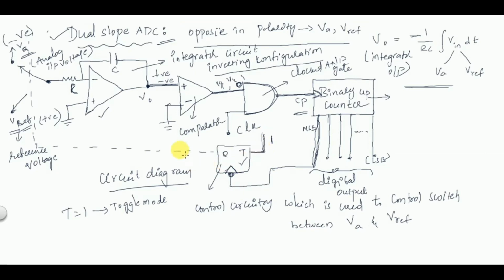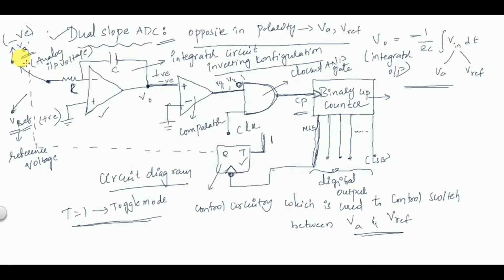This is used to control the switch. Basically it is a control circuitry which is used to control the switch between VA and V reference. These are the elements present in dual slope ADC.